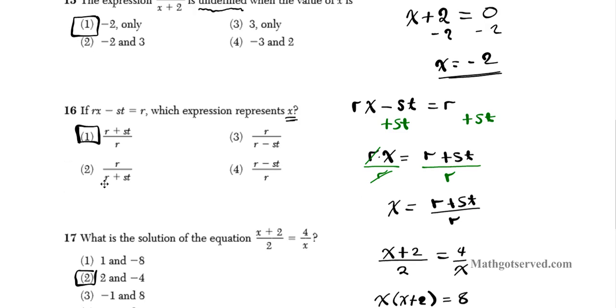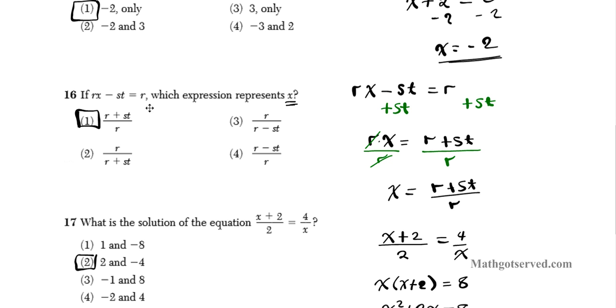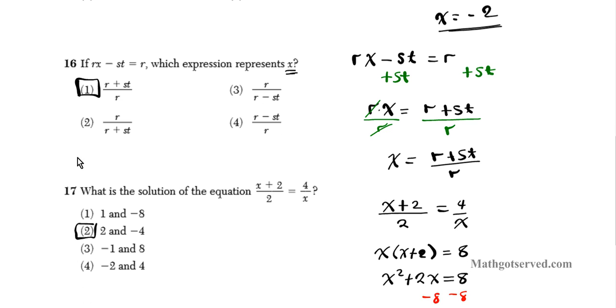In question 16, you're asked to solve for x, what expression represents x. So you treat this like an equation where you want to get x isolated. You get rid of negative st from the left side by adding st, and then you finally divide both sides by r to get x isolated. So (r plus st) over r represents x, so your answer is option number 1.